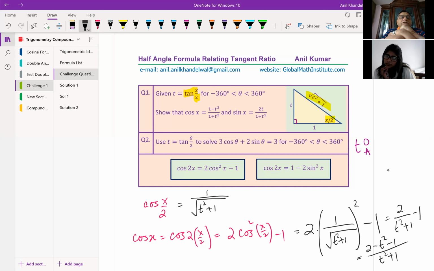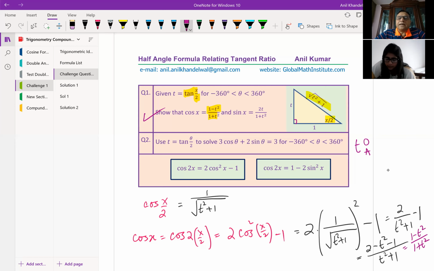So we get 1 minus t squared over 1 plus t squared. Correct? Is that clear? Yes. So that simplifies to what is required, 1 minus t squared over 1 plus t squared. Right. So we got the first part, which is we need to show that cos x is 1 minus t squared over 1 plus t squared.